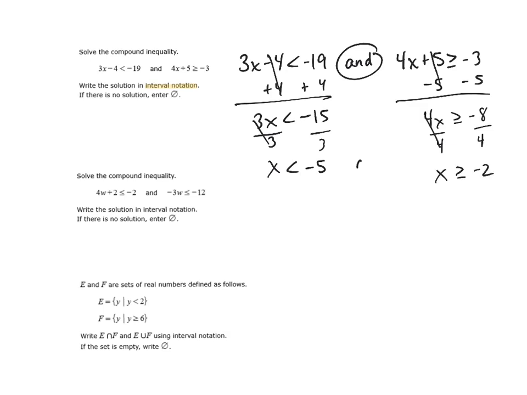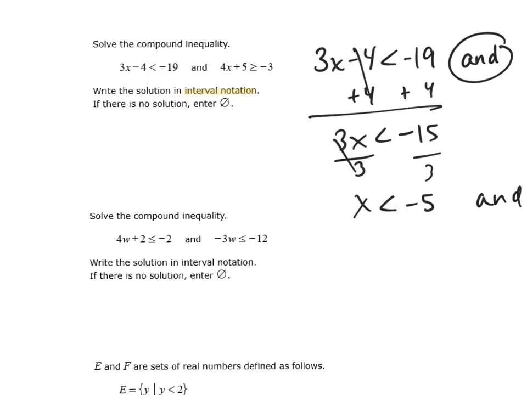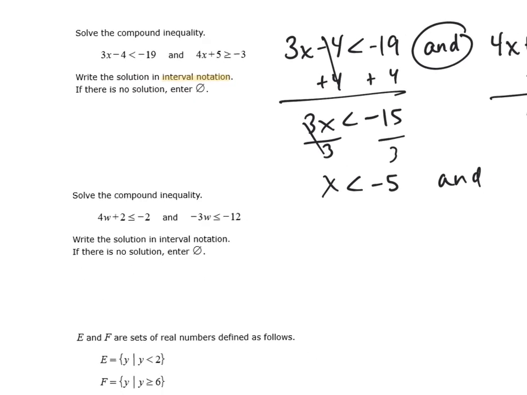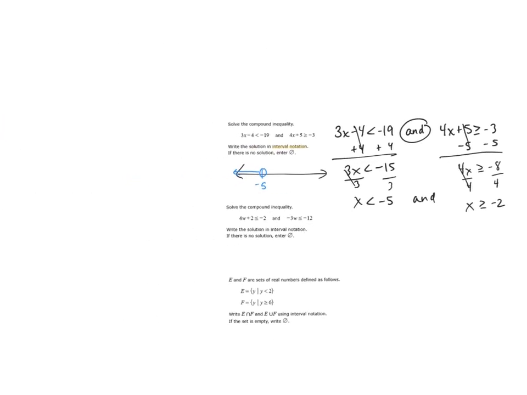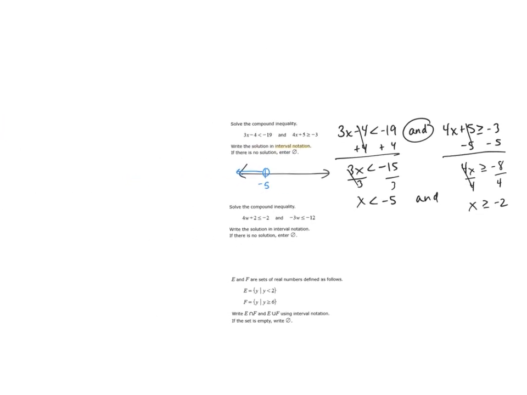All right, so you have these two pieces right here. What we're going to do is graph them on the same line. So x is less than -5 would be right here, going to the left. And then we have x is greater than or equal to -2.